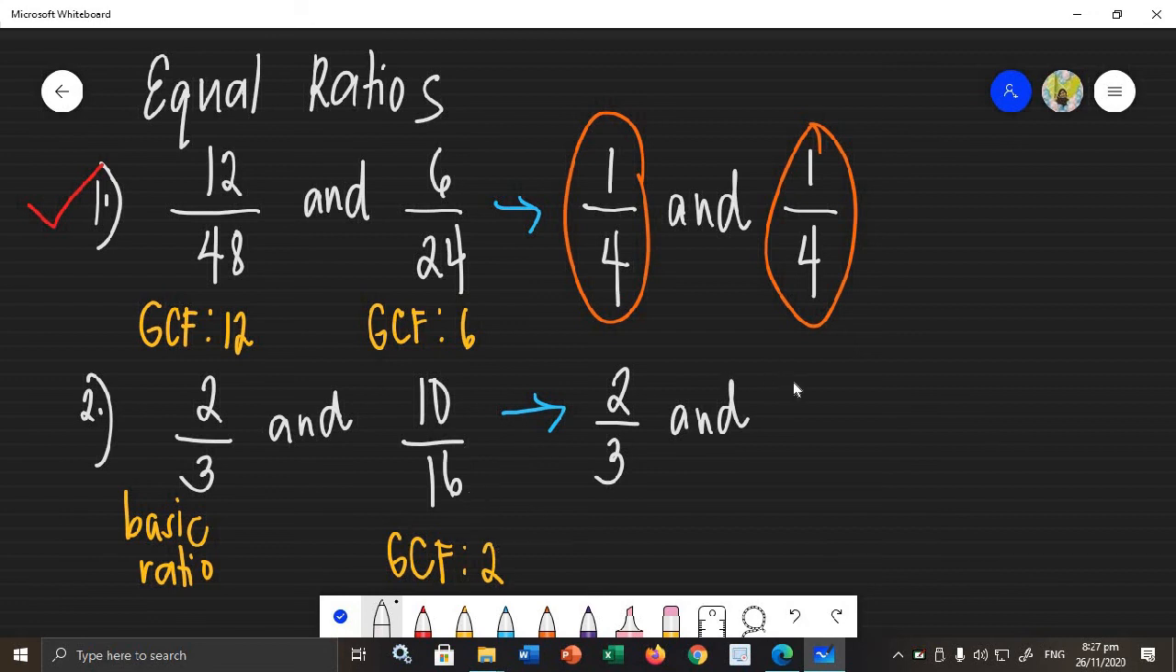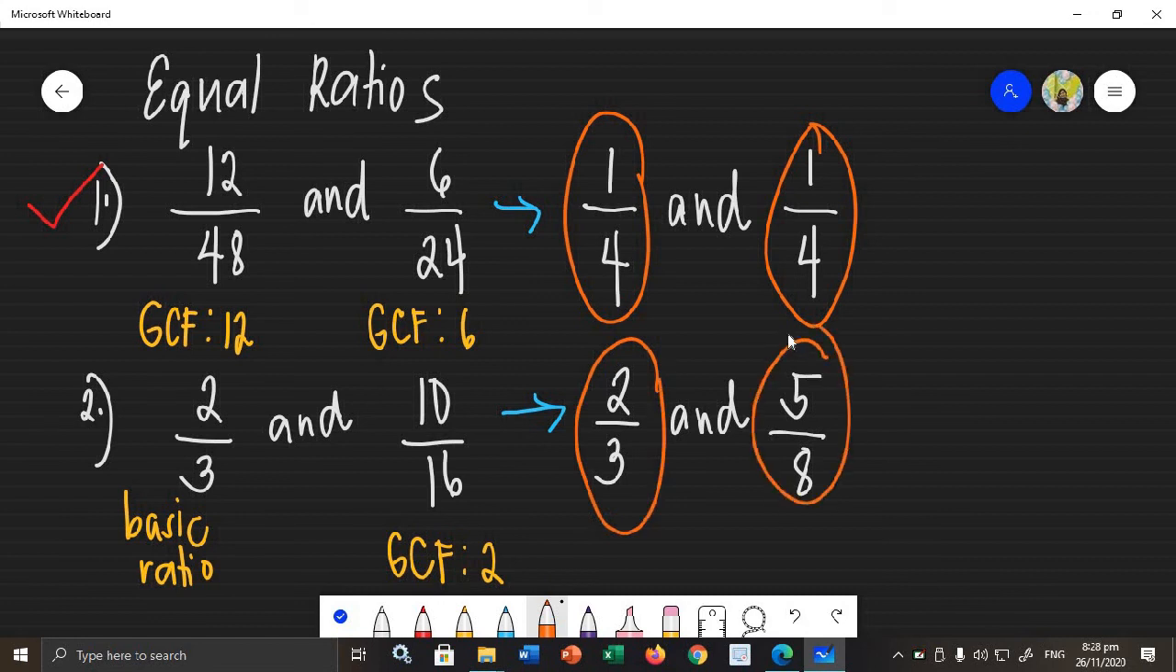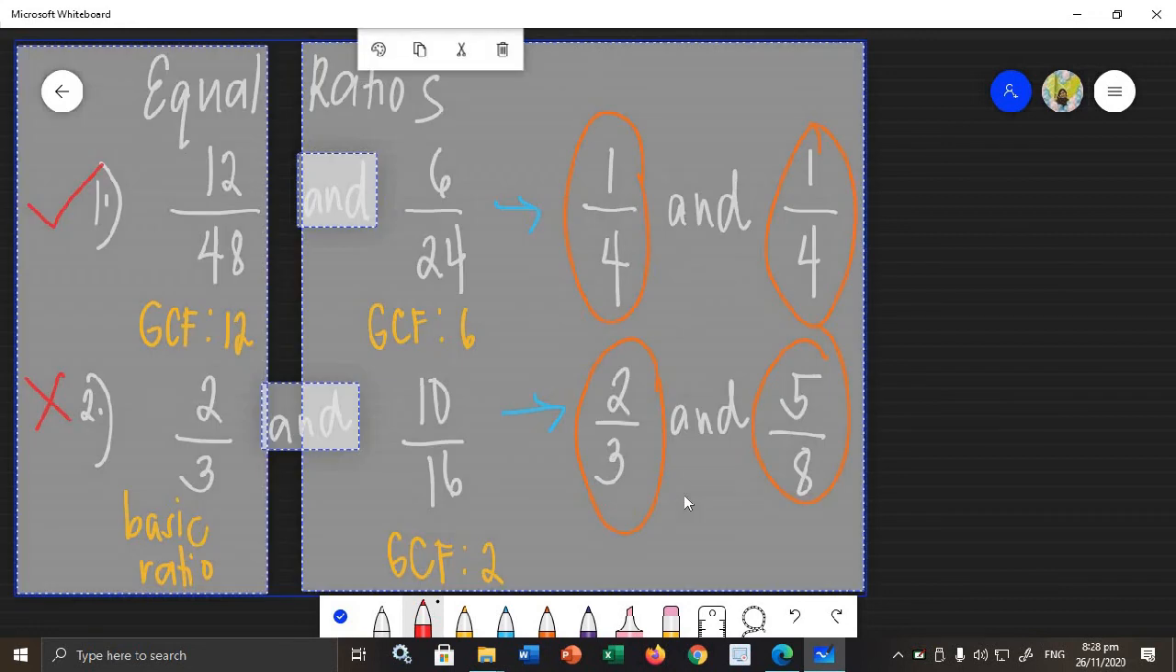So, 10 divided by 2, that is 5. And then, 16 divided by 2, that is 8. So, as you can see, right after natin kunin yung lowest term or i-simplify yung ratios na given, we didn't come up with the same value or magkaiba yung nakuha natin. Therefore, we can say that 2/3 or 2 over 3 and 10 over 16 are not equal ratios. Hindi sila equal ratios. So, magbibigay pa ako ng ibang example.